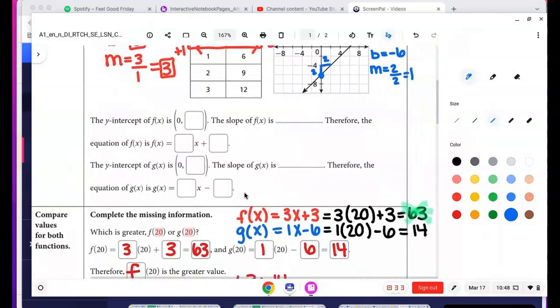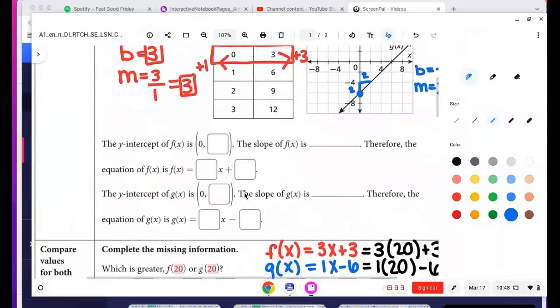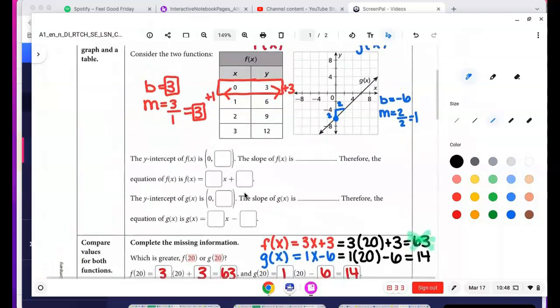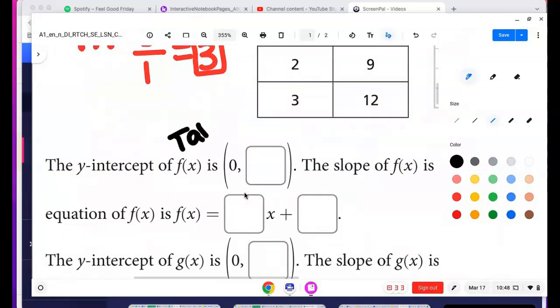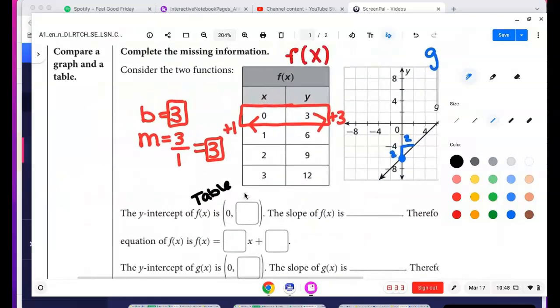In page 30 notes, we were comparing f of something or g of something, trying to determine which one is greater. In this video, we are going to be comparing the key features. Let's review a little bit. The y-intercept of f of x was from the table. If we look at the table, we found our y-intercept when x is equal to 0, so (0, 3). The slope was our rise over run, that was our m value, that was also 3. So the equation was f of x equals 3x plus 3.